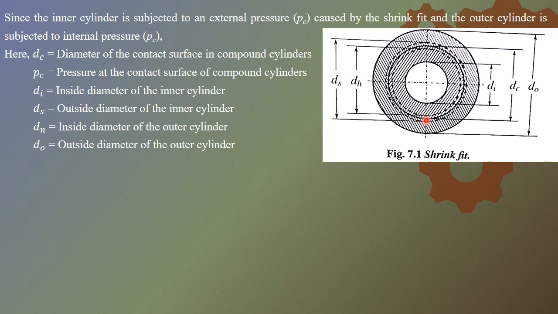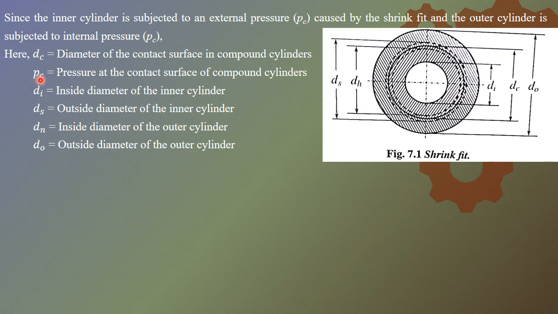Okay, so due to this shrink fitting, if you consider a mean position, then with respect to that position, the diameter that you consider is the diameter dc, that is the diameter of the contact surface of the compound cylinders. That is the diameter of the contacting interface, right? And the pressure generated at that interface is known as the contact pressure, that is pressure pc.